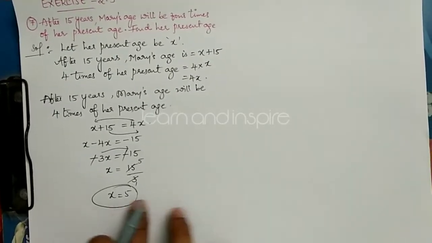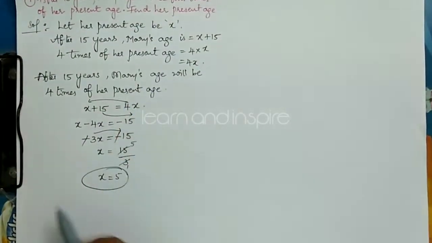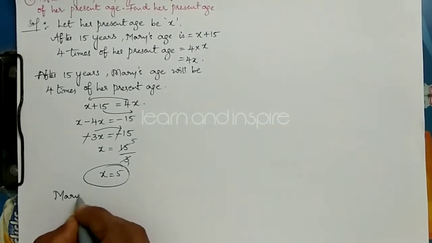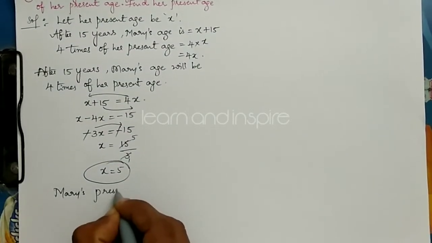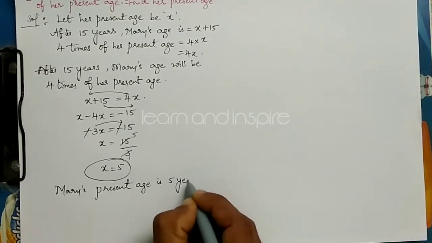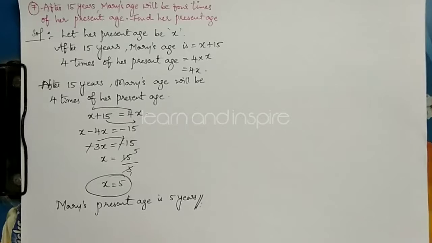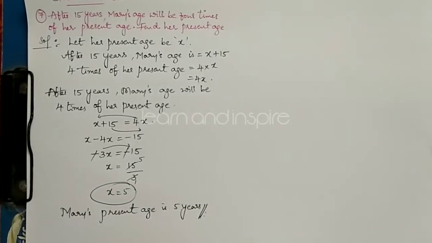So what is this x? x is nothing but the present age of Mary. So Mary's present age is 5 years. Okay, simple problem. So it is easy to understand. So we'll move on to the next question.